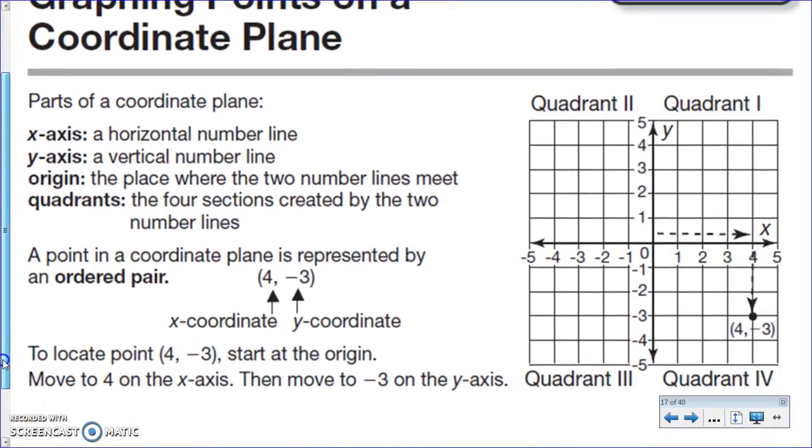A point in a coordinate plane is represented by an ordered pair. The x-coordinate is always first, and the y-coordinate is always second. They're always within parentheses, and they're always separated by a comma.